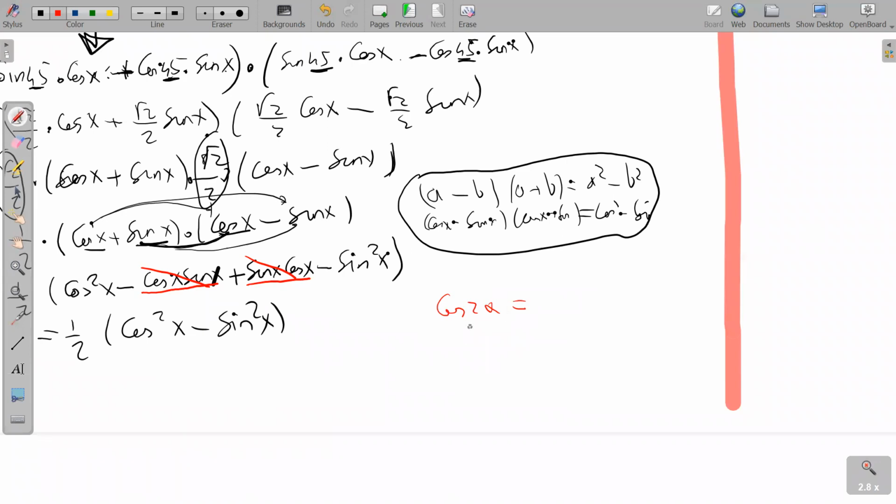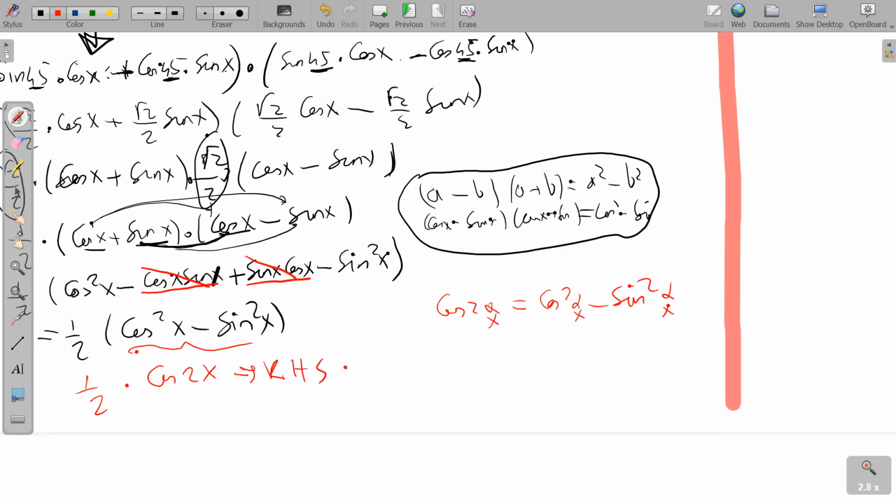You don't need to write these formulas because there are no marks if you write the formula. Only the steps get marks. Cos square alpha minus sin square. There are 3 formulas for 2 alpha. One of them is this one, that is 1 over 2 cos 2 alpha, which is x instead of alpha. In the question, use x. So this is the right hand side.